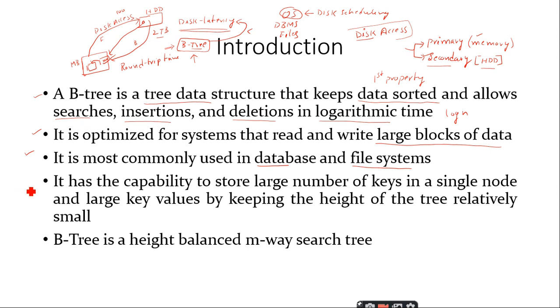And this is important, the fourth point, concentrate here. It has the capability to store a large number of keys in a single node, very important. If you remember the previous concepts, a binary tree, a skewed binary tree, a complete binary tree, almost complete binary tree, full binary tree, perfect binary tree, or binary search tree, any type of tree you have discussed till now, they store only one key inside a node, right?